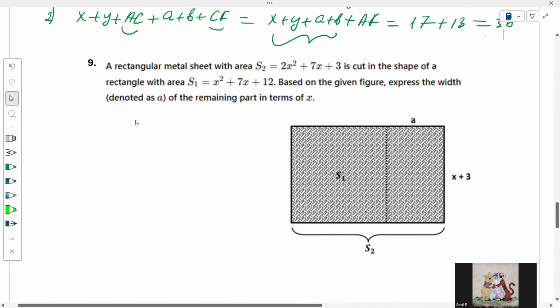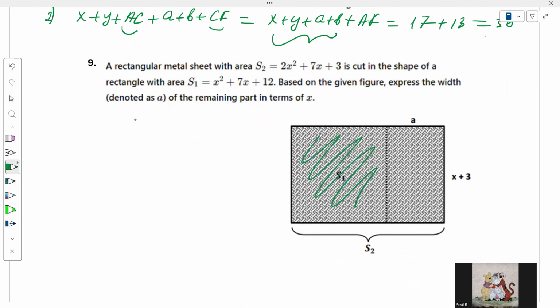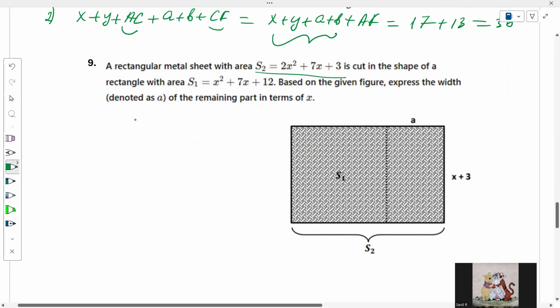A rectangular metal sheet with area of S2 is cut into the shape of a rectangle with area of S1. Okay, and there is another part. This is called S2. Based on the given figure, express the width of the remaining part. Okay, this is the question. Part A is the question. Now, guys, S2 is this.